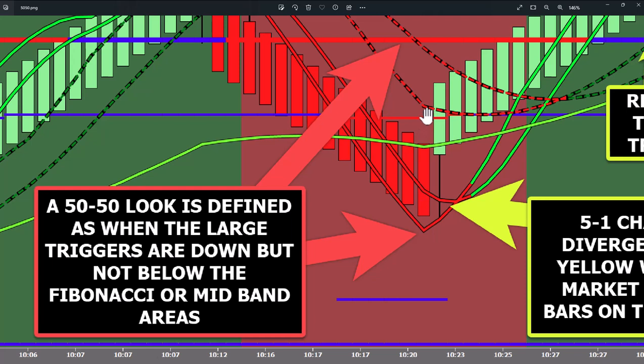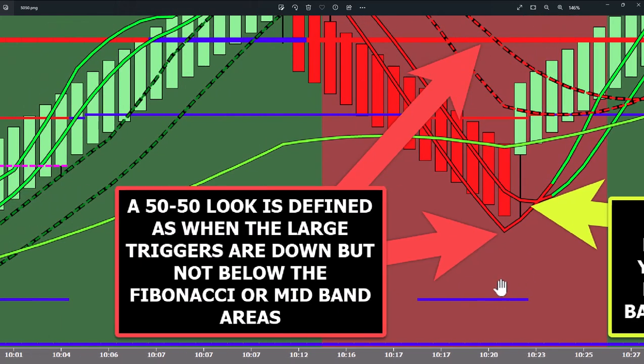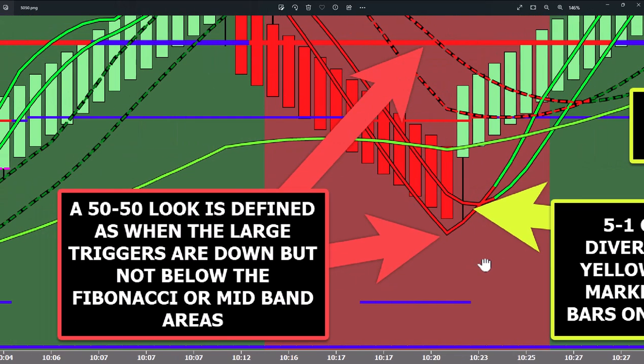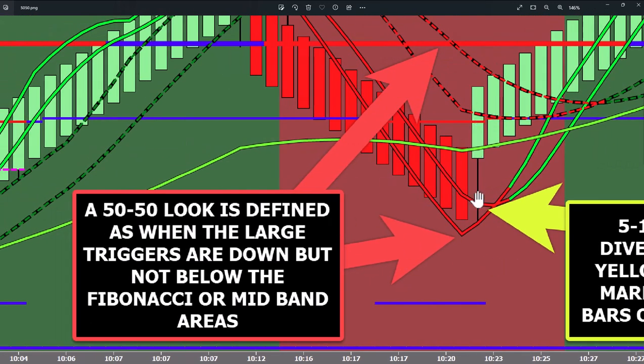But the large triggers are still above that area and the small triggers are below. And essentially, yes, you can do a trade. And again, this is where we go look at our smaller chart and ask what happened down here. Do we want to take a 50-50 or not? So it's a good look for down, but the 50-50, meaning half the triggers are above the area and half are below, those are the ones that we have to manage a little more assertively.